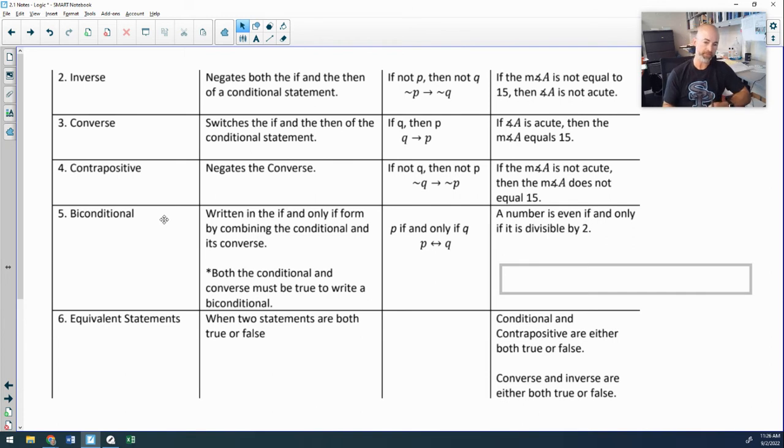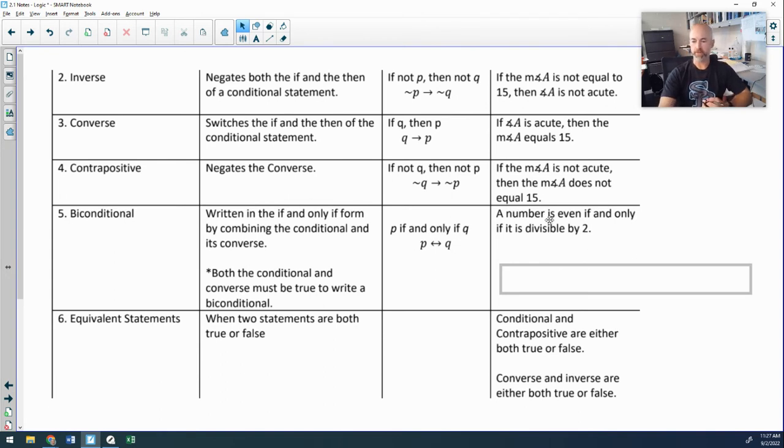A biconditional is a conditional that can be written in if and only if form, and it combines the conditional and the converse. And for a conditional to have a biconditional, both the conditional and the converse must be true. And so you can write P if and only if Q, and you would write it with a double arrow if you want to go shorthand style.